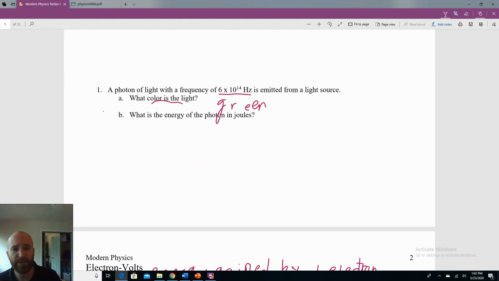Alright, B, what is the energy of the photon in joules? So we can calculate the energy of this light as well, because again, we're really going to connect these different photons of light, these pieces of light, to their energies and the energy transitions of the electrons. So we've got to be able to calculate that. All right, the energy of a photon.